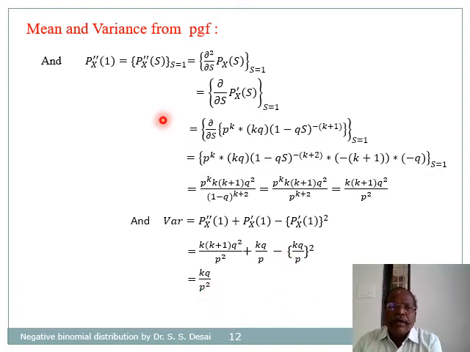Hence, the mean of negative binomial distribution is k into q divided by p, and variance is k into q divided by p square. Here mean is less than variance.